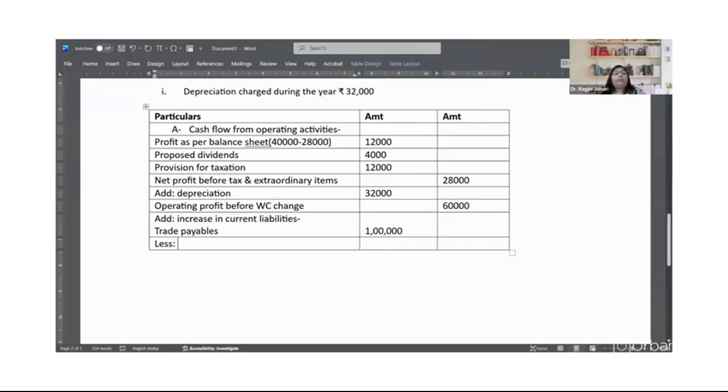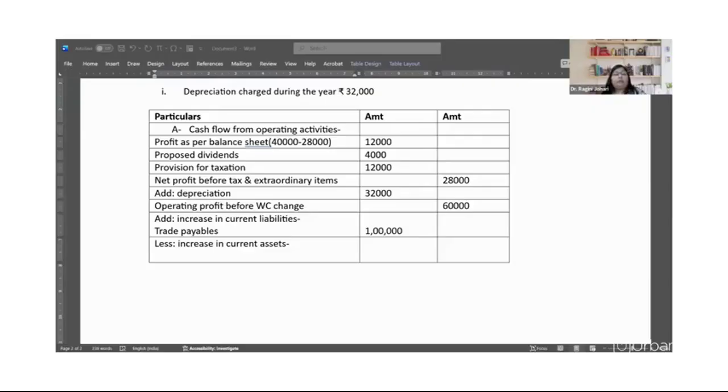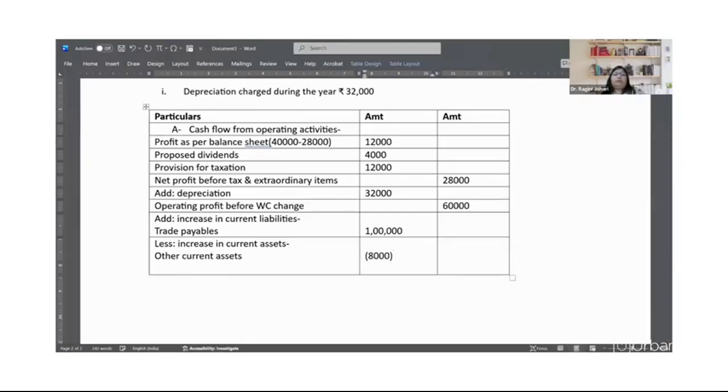So what is to be deducted here? First, the increase in current assets has to be reduced. Now, what all do we have under this head? First, we have other current assets, which have increased by 8,000. Okay.